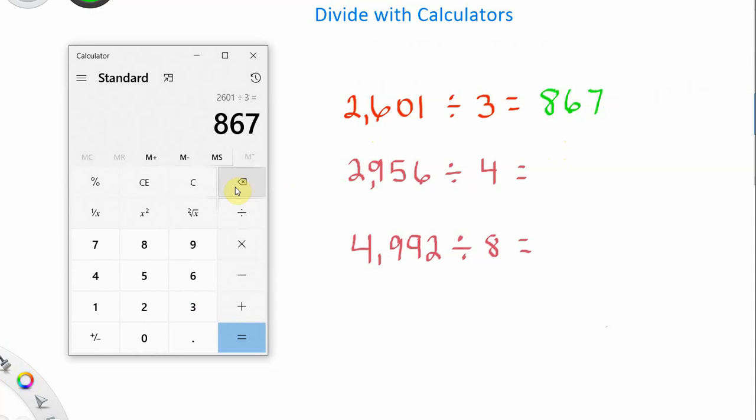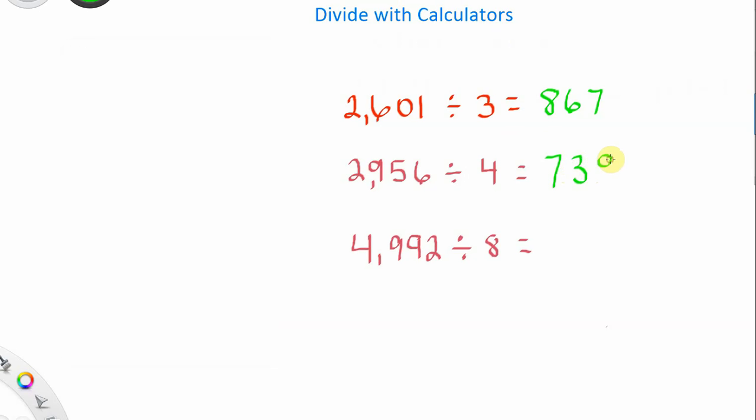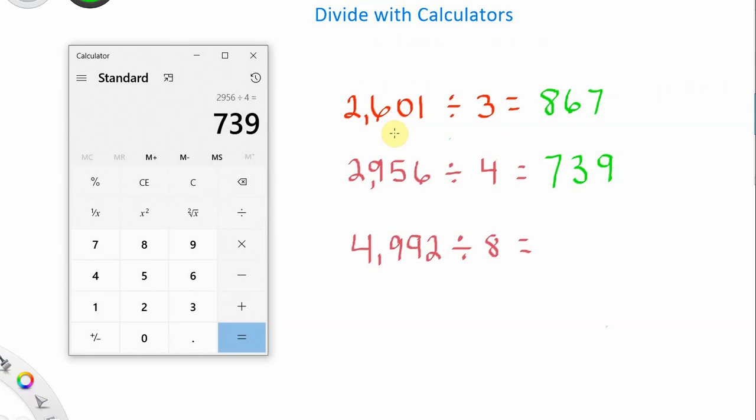Let's do another one. So if I want to clear my calculator, I can click this C here, kind of clears everything, or this button here. So the next one is 2,956 divided by 4. So again, first my dividend, 2,956. Click my division sign, divided by. Now my divisor, 4, equals 739. So there's my quotient, 739.